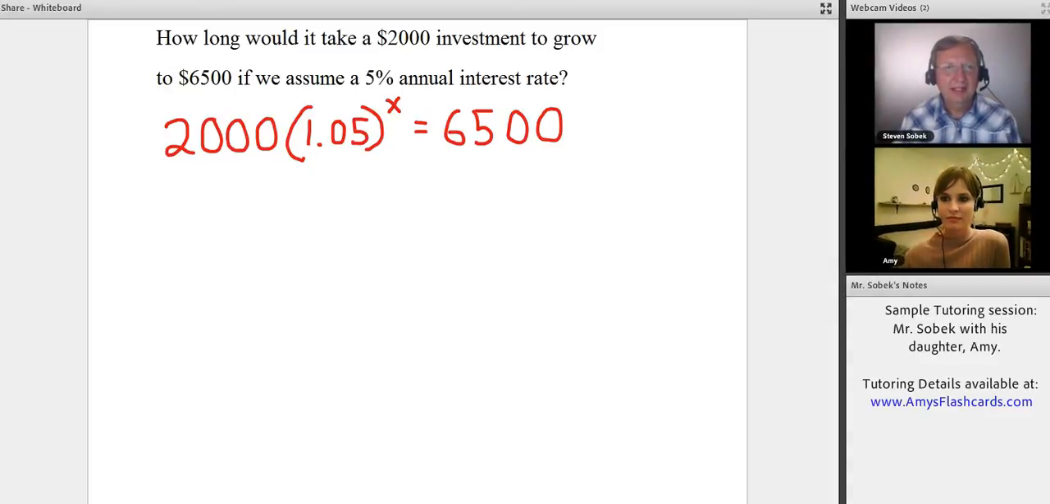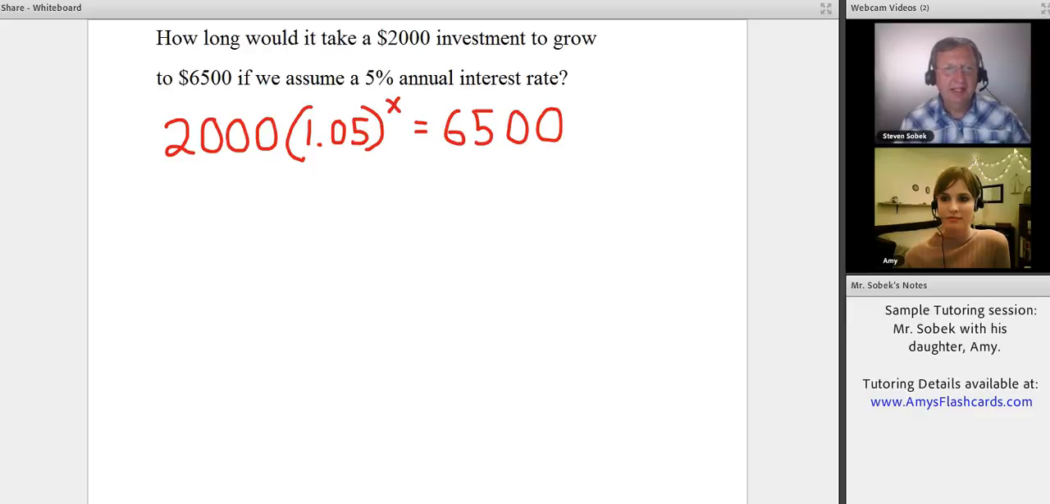problem here. This is an exponential equation. We recognize it as such because the variable appears as an exponent. This happens to have meaning, this equation. If we were asked how long would it take a $2,000 lump sum investment to grow to $6,500 if we assume a 5% annual interest rate, then this is the equation that we would write to solve that. And so we're going to go through that with Amy here.